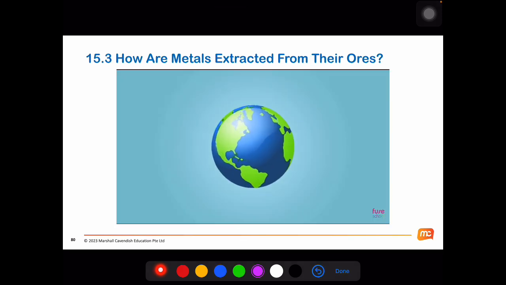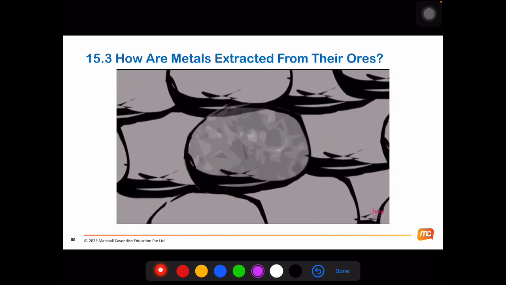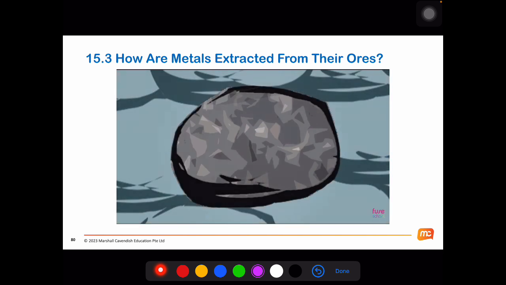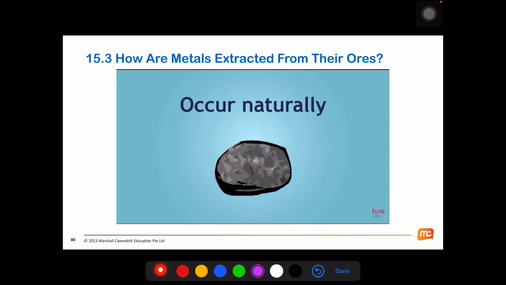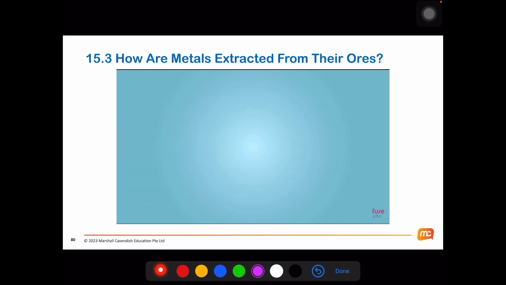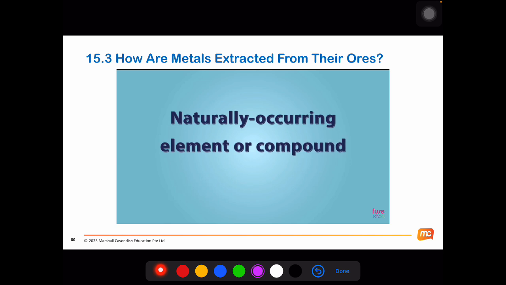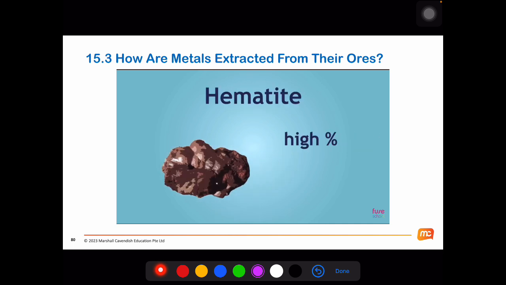As you may already know, the Earth's crust is made of rocks. If you look closely at a rock, you will see that there are many different bits. Some bits are dull, whereas other bits are rather shiny. The main idea here is that all these components occur naturally. In other words, they are not made in a factory or by a human being. A naturally occurring element or compound is known as a mineral. Ore is simply a rock containing a high percentage of a certain mineral. For example, hematite contains a high percentage of iron.